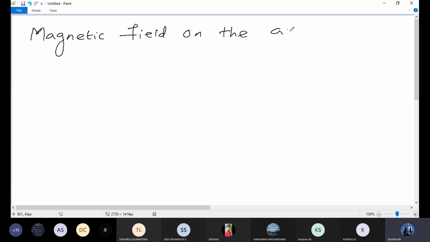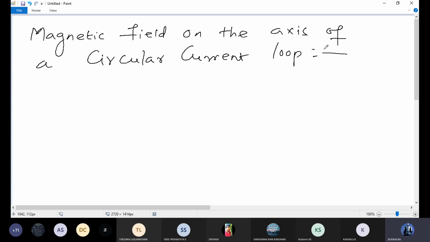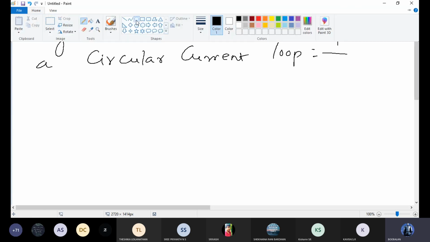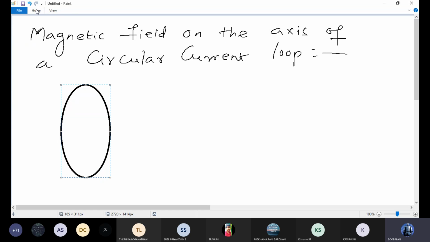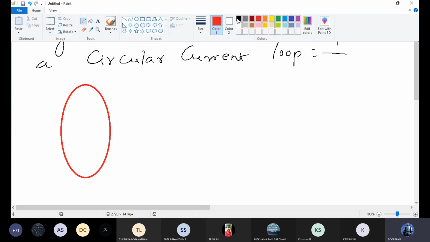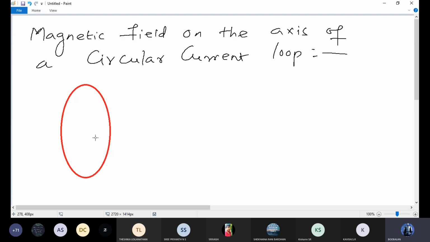On the axis of circular current flow. So, magnetic field on the axis of a circular current loop.